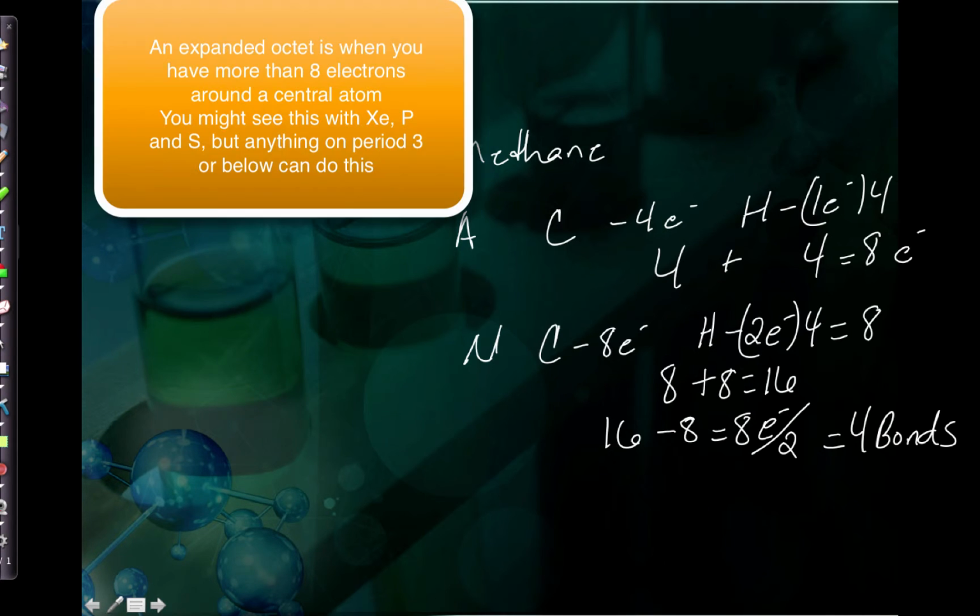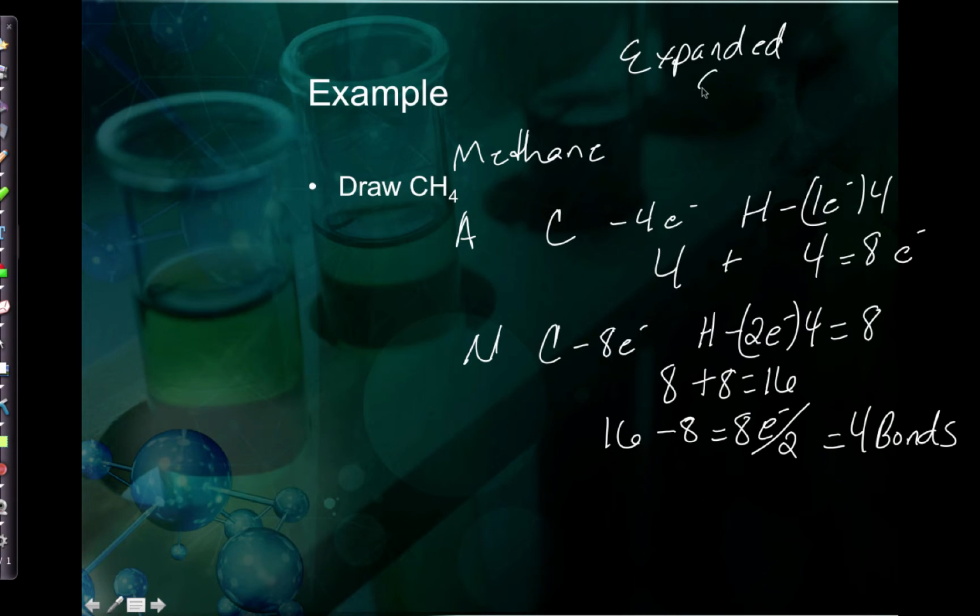Now, you can always use this trick except for expanded octets. Expanded octets, it's not going to work. So if it's an expanded octet, you can't use this rule. And usually you can tell if it's going to be an expanded octet if there's more than 4 atoms bonding to a central atom.